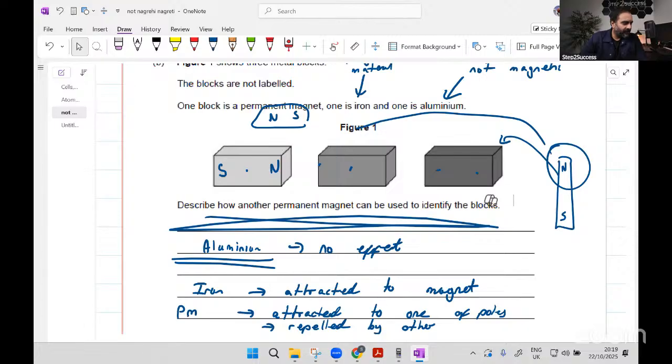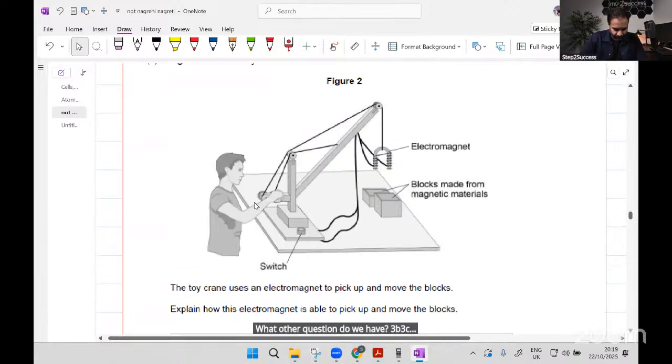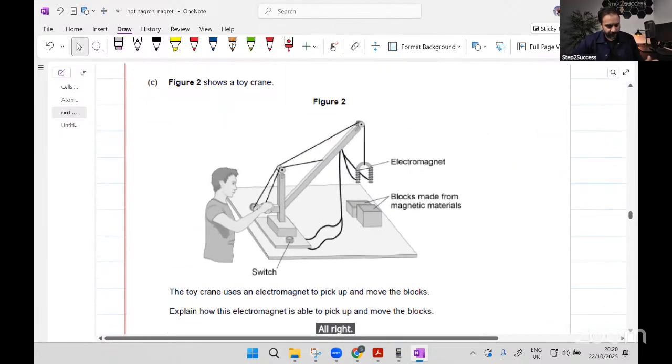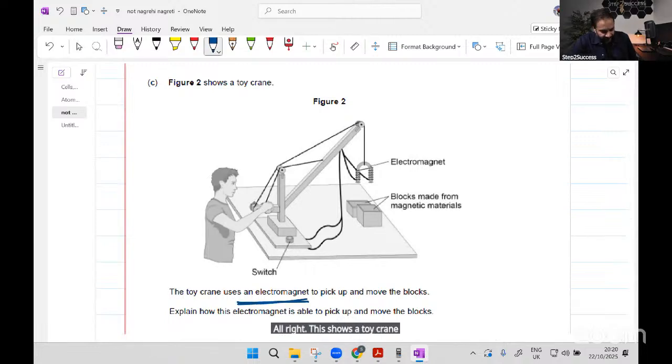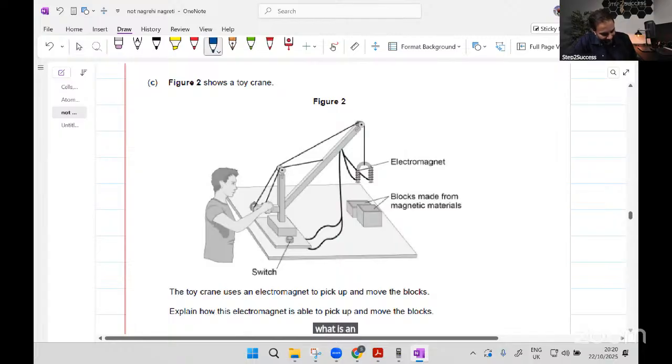What other question do we have? 3B, 3C. Right. This shows a toy crane and it uses an electromagnet. So really this question is, do you understand what is an electromagnet? How can this electromagnet pick up and move the blocks?